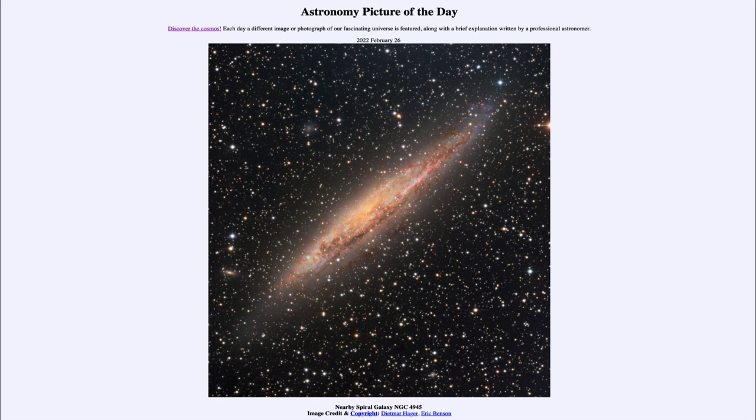So that was our picture of the day for February 26th of 2022. It was titled Nearby Spiral Galaxy NGC 4945. We'll be back again tomorrow for the next picture, previewed to be Really Famous Picture Remastered. So we'll see what that is about tomorrow.